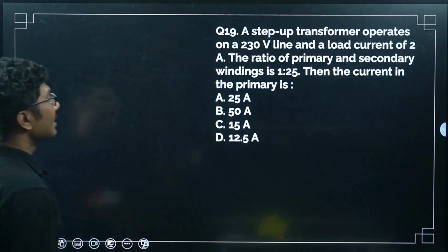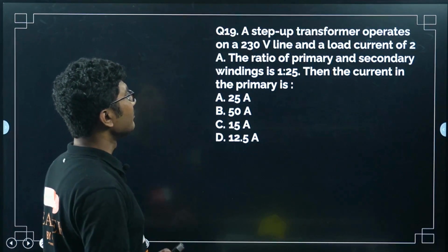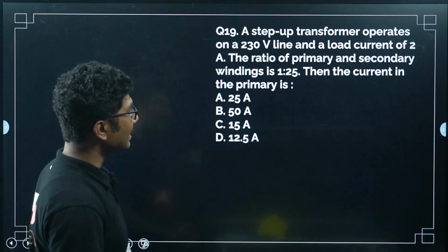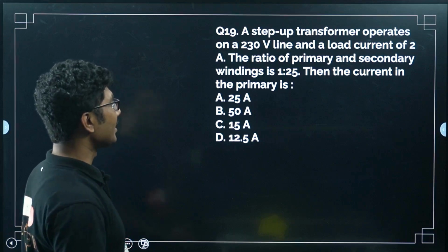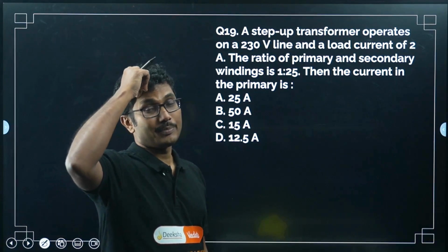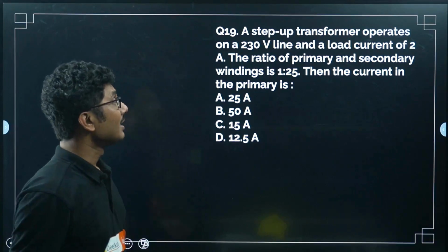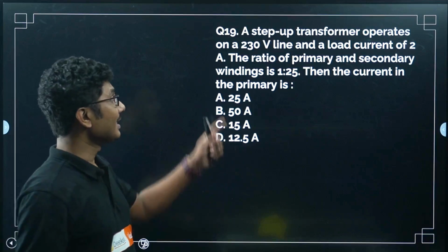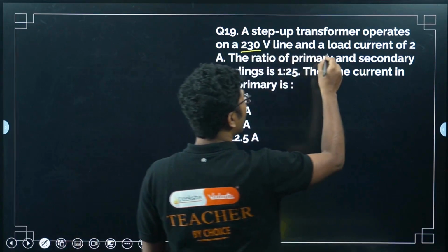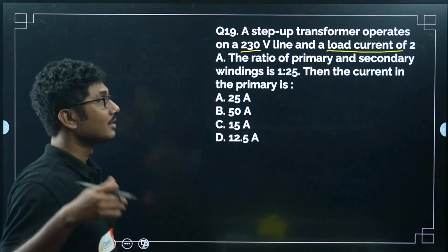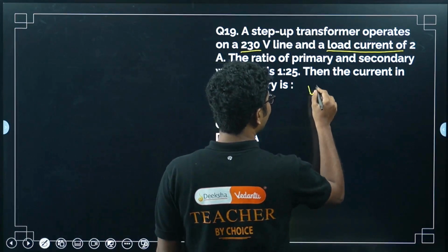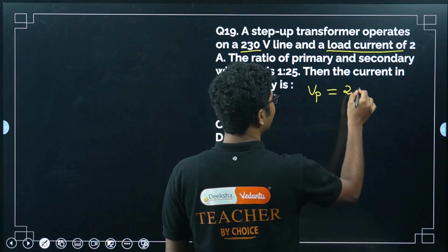Now a step up transformer operates on a 230 volt line and a load current of 2 ampere. The ratio of primary and secondary windings is 1:25. Then the current in the primary? In the previous incomplete problem, they had not given the current. Here they have given voltage as well as the current. This voltage is the primary voltage. The load current is the secondary output current, right? So here VP, primary, is 230 volts.